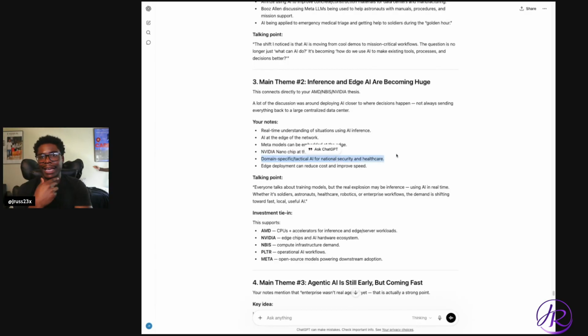So this emphasized how a lot of these LLMs, some of them are generalized, but there's going to be a lot of cases where you see them being really domain specific. Like people in space, one example, the guy said he was using it in space to help the astronauts with the manuals, or you're on the ground looking to get help to your soldiers. Those are specific, whether that's healthcare or national security.